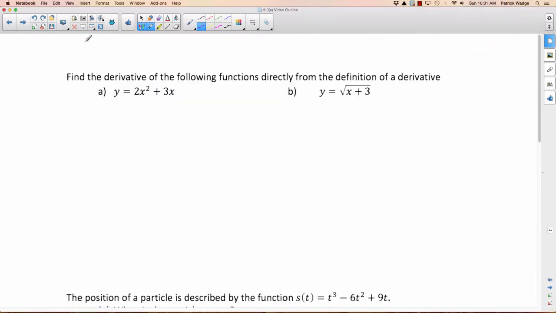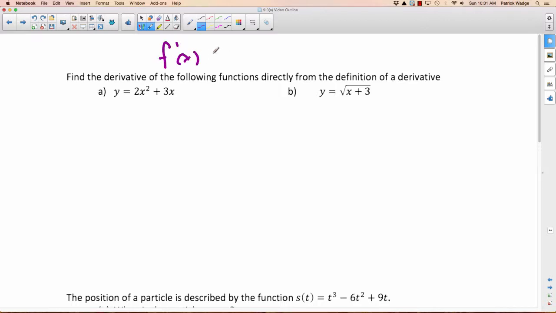Infinite discontinuity. Okay, here's something we haven't done in a while, and I'm sure you're very thankful we haven't done this in a while. Find the derivative. You might be like, yeah, awesome, 4x plus 3. But I want you to do it directly from the definition of a derivative. In other words, I want you to use the difference quotient. Don't remember that? Here's what it is.